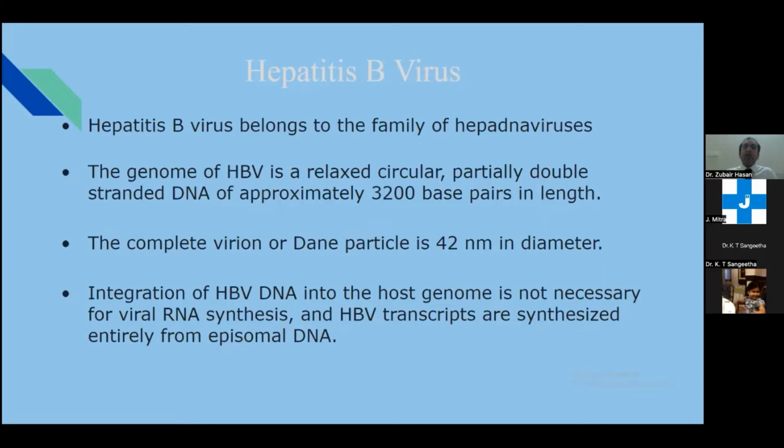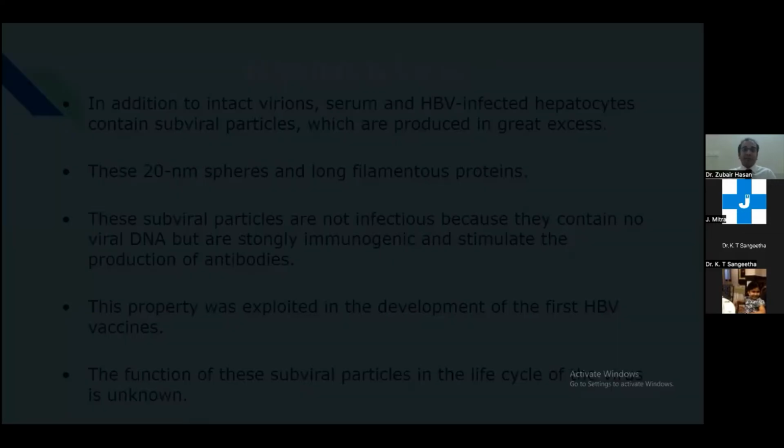Now, integration of the HBV DNA into the host genome is not necessary for viral synthesis. It means the HBV transcripts are synthesized from the episomal DNA. It's one DNA lying outside the main nucleus, right? It is where the synthesis happens.